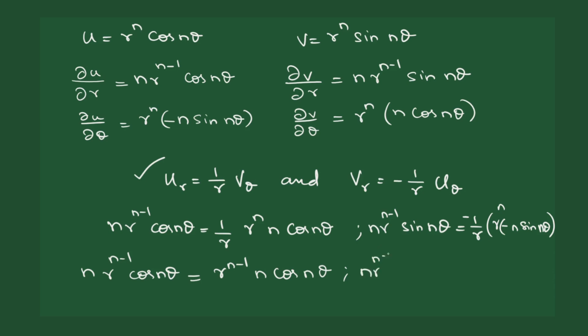Again, the second equation is what? n r^(n-1) sin nθ is equal to minus into minus, plus, again 1/r into r^n can be written as r^(n-1) into n into sin nθ. Again, the left hand side and the right hand side are the same. So the second equation is also satisfied. Since both the Cauchy Riemann equations are satisfied, we can conclude that f(z), that is z̄^n, is an analytic function.